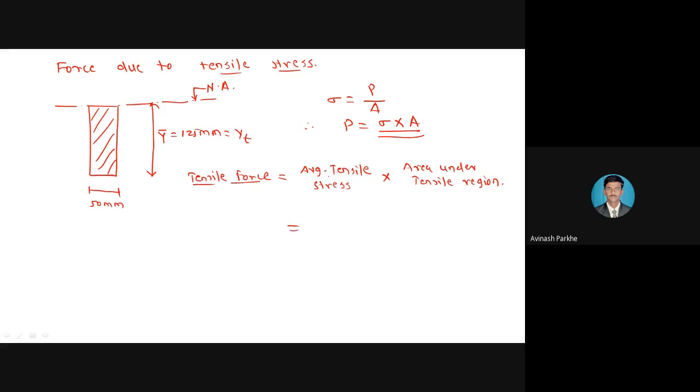But here, which stress do I have to consider? Average tensile stress, because this total hatching area represents the tensile area. Whatever tensile force I am calculating, I am calculating at the center of this particular tensile region. I am not calculating the tensile force at the neutral axis, nor at the bottom side. Therefore, I have taken the average tensile stress.